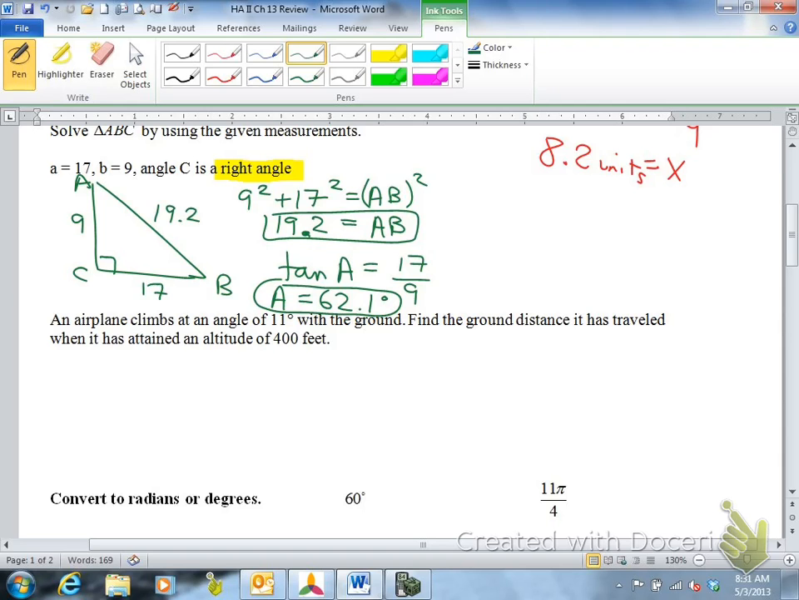And then how do we find angle B? Subtract from 180 or subtract from 90 since it's a right triangle. So that would be 27.9 degrees. So that solves it. Make sure when solving triangles you solve for everything, the angle and the side.